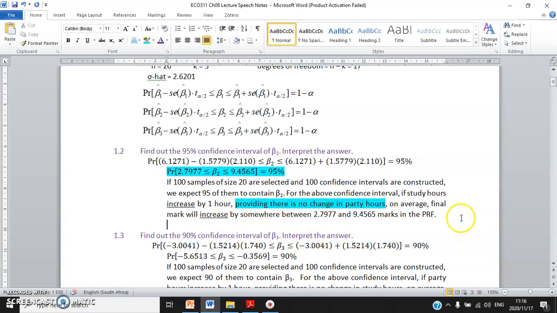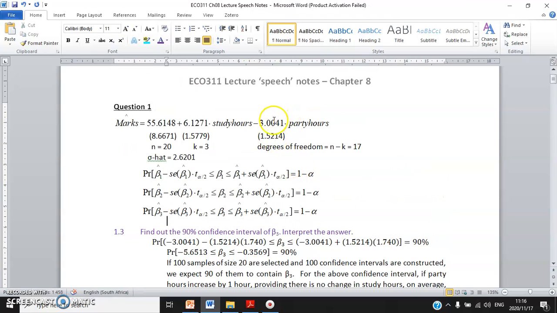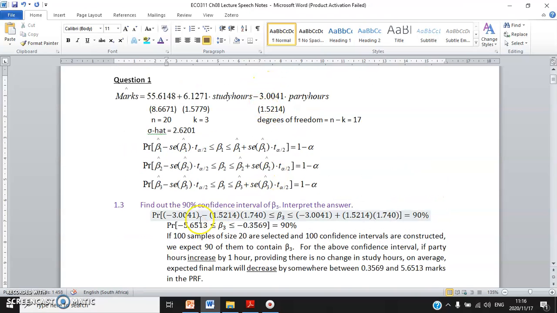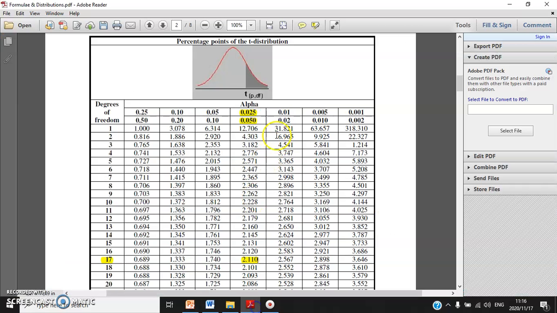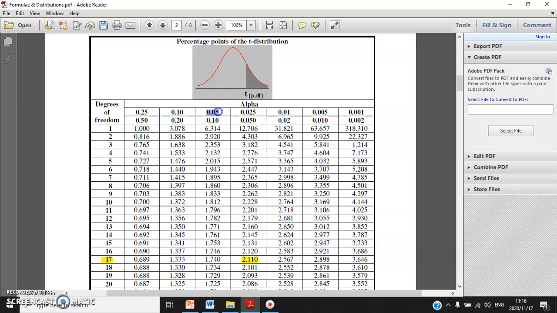Okay, so let's do one more. This time the confidence interval on the other slope parameter, negative slope parameter. So be careful with the substitution. And you can see from the question, it gives you a subtle hint that I changed the alpha to 10% this time. So in other words, top row, half of the alpha, 5%. Second row, full alpha, 10%. And then degrees of freedom is 17.